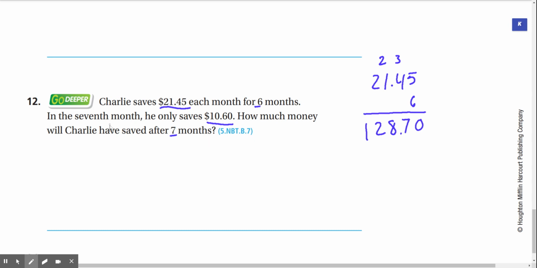But on the 7th month, he saved $10.60. We're going to add that, $10.60. 6 plus 7 is 13. 8 plus 1 is 9. 2 plus 1 is 3. 1 plus 0 is just 1. And so on the total 7 months, he saved $139.30.